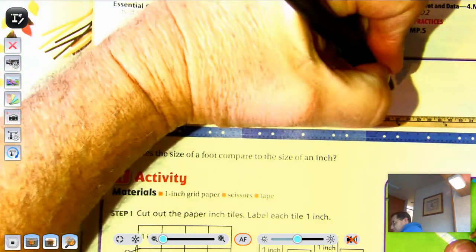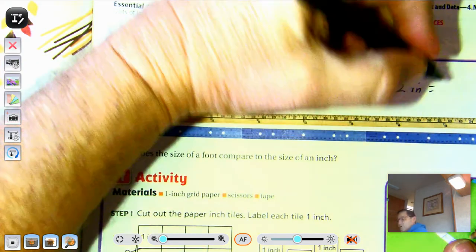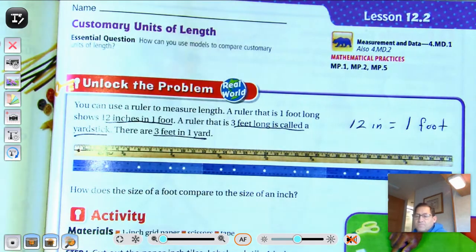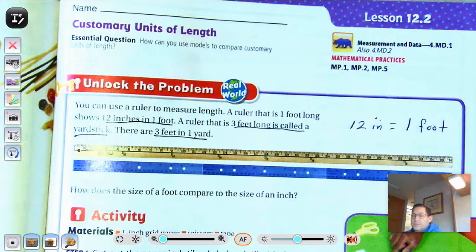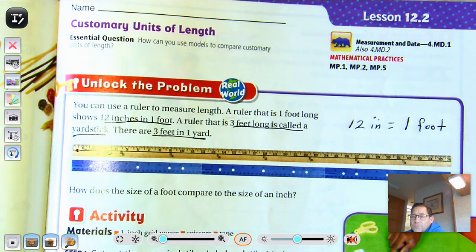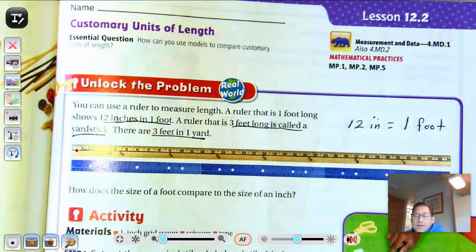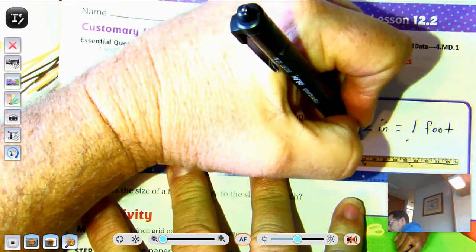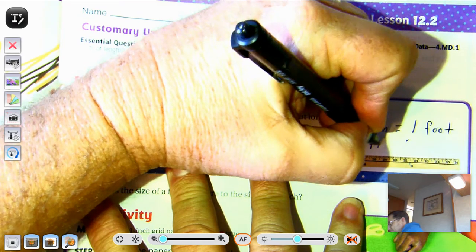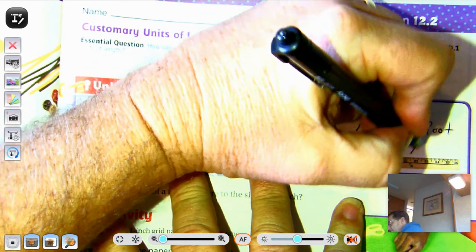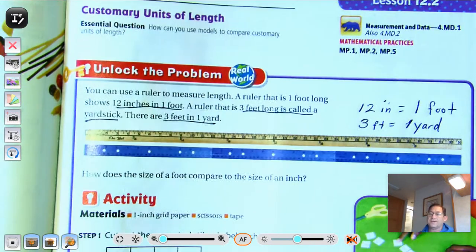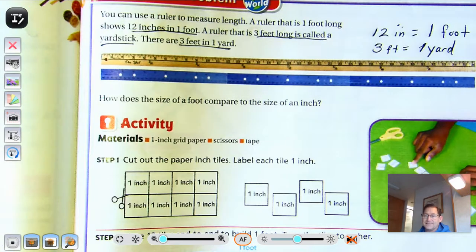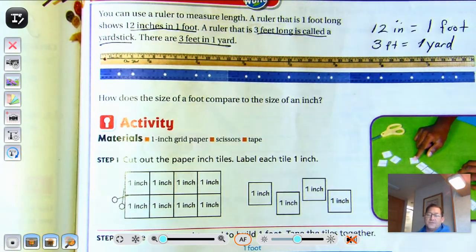Okay, so let's summarize what they just told us there. 12 inches is 1 foot, and that would be your basic ruler. A ruler is about a foot long. If I have a ruler that is 3 feet long, that would be 1 yard, and that's called a yardstick. All right, so those are two basics there. 3 feet in a yard, 12 inches in a foot.